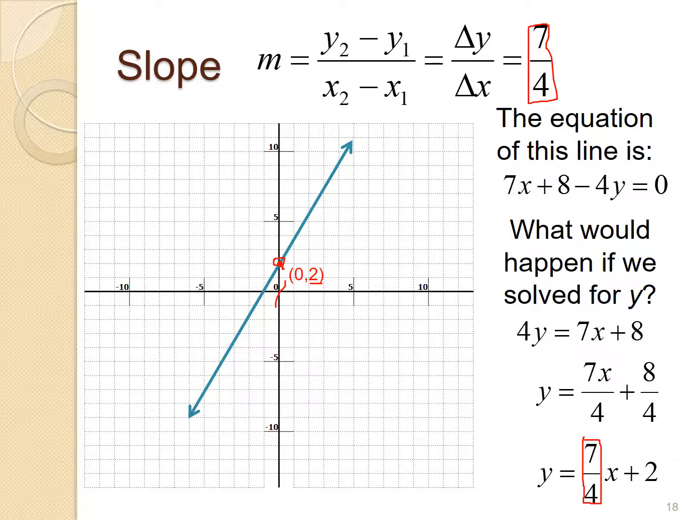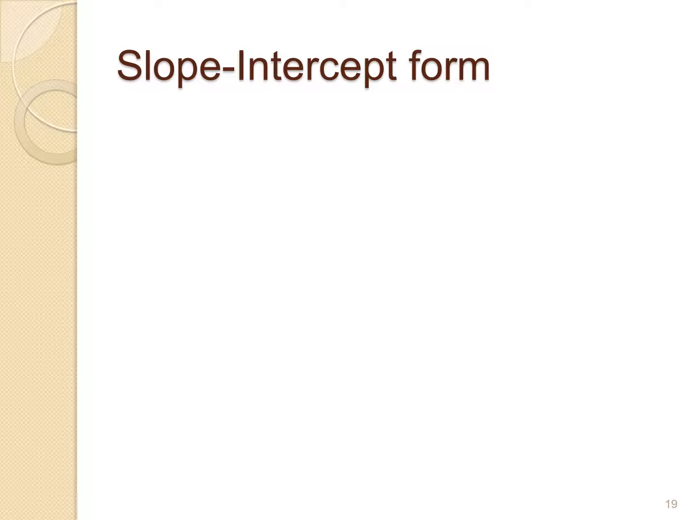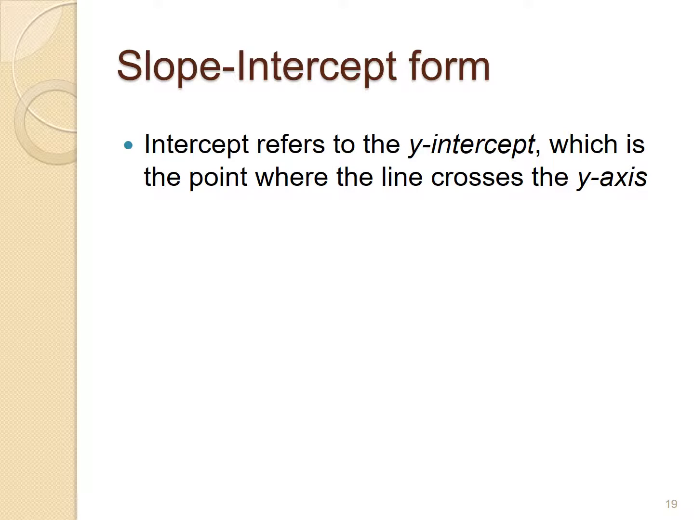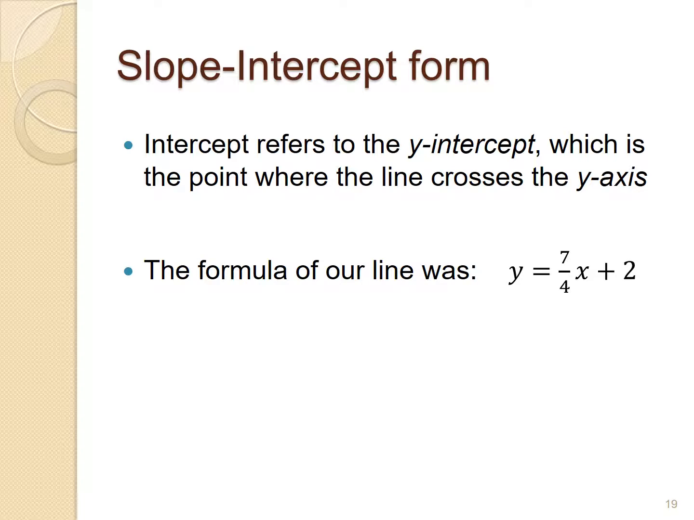Well, we can work with this to create lines easily, and also if we see a line, we can quickly come up with the equation of the line without having to go through a lot of work or be told what it is and figure it out. So this is referred to as the slope-intercept form because it's using these two things. The intercept refers to the y-intercept, which is where the line crosses the y-axis, and our formula for the previous line was y is equal to 7 over 4x plus 2.